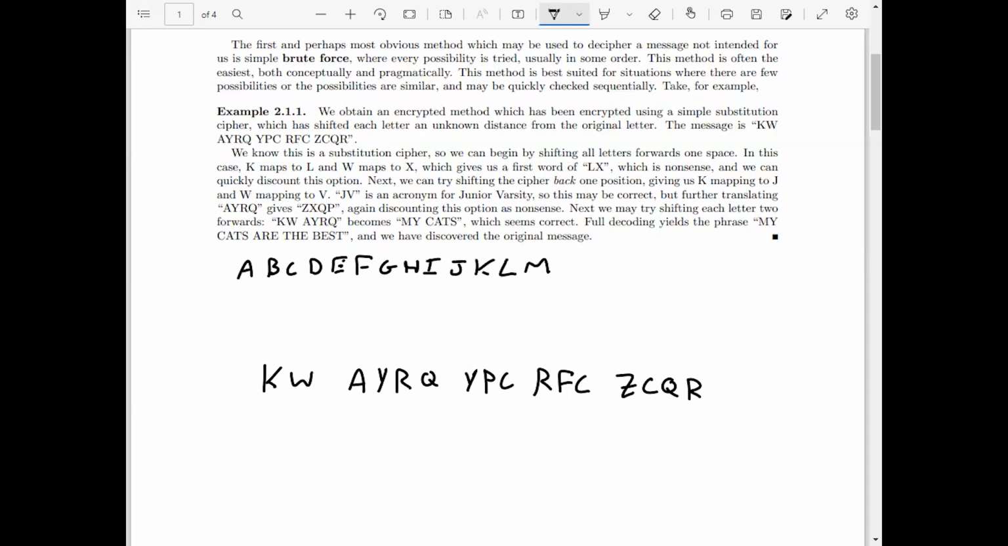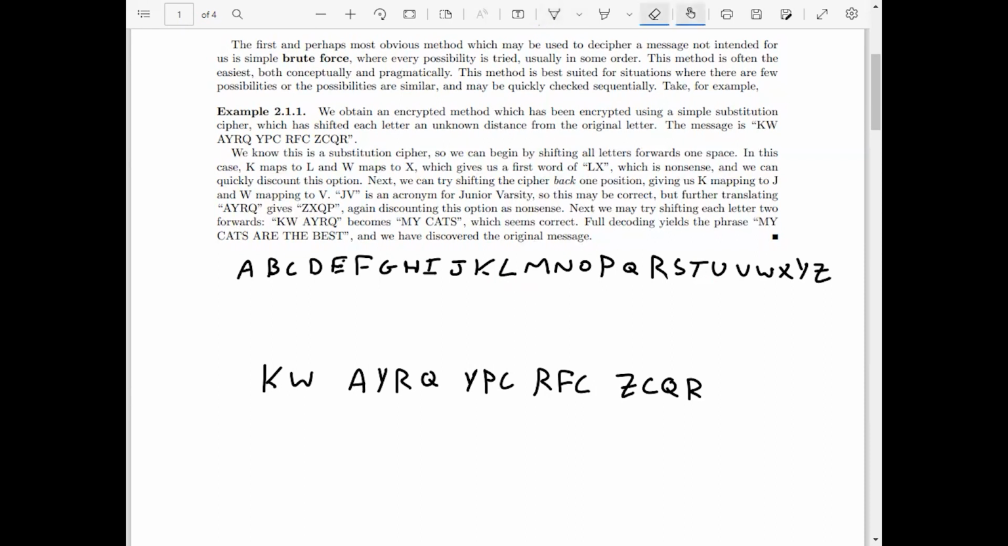Now, we know this is a simple shift cipher. So if we write out the alphabet, we know that all of these letters are just going to be some distance away from their original position. So we can start by shifting all letters one forward. In this case, we would have K going to L going to M, and so on.